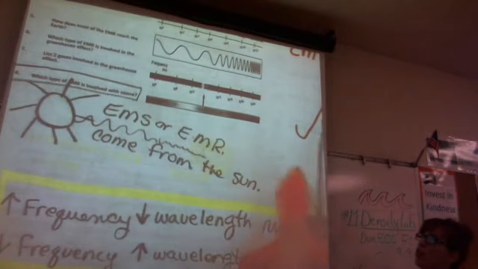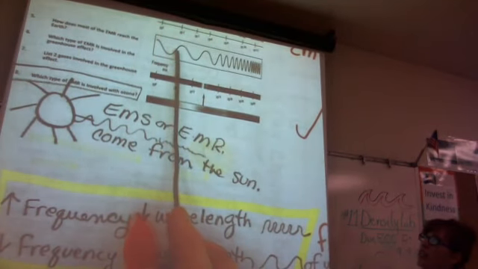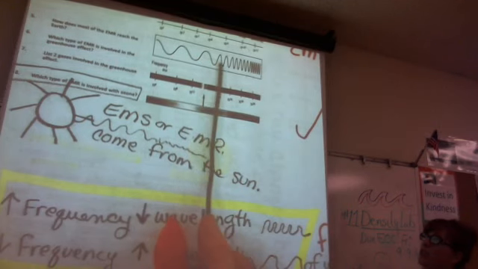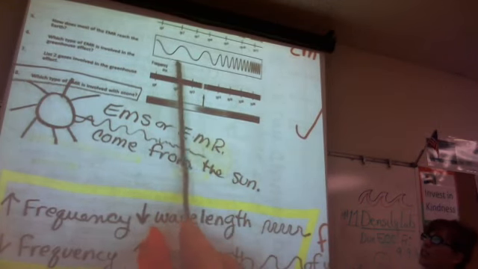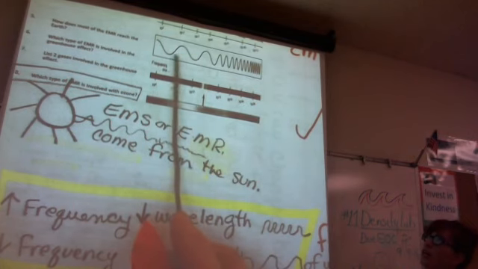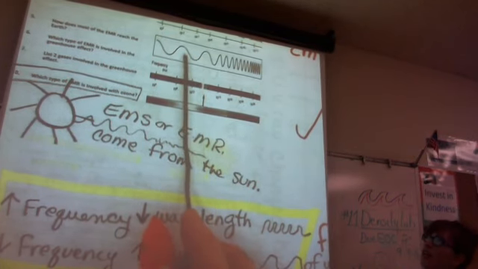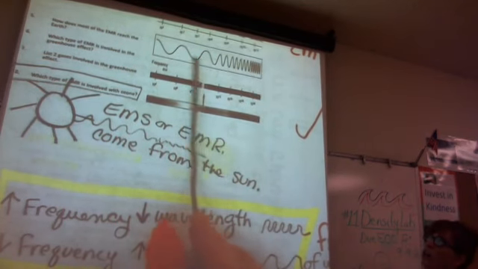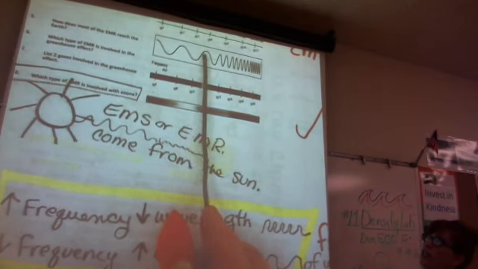So when you guys look up here at your wavelengths, you can see that, is this an increase in frequency compared to this, or a decrease in frequency compared to this side? This one is a decrease in frequency compared to this side. The wavelengths are longer, crest to crest.